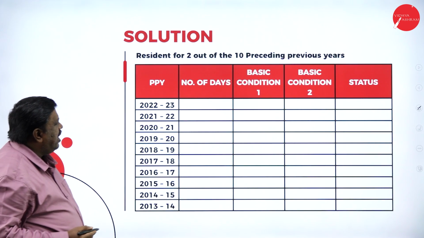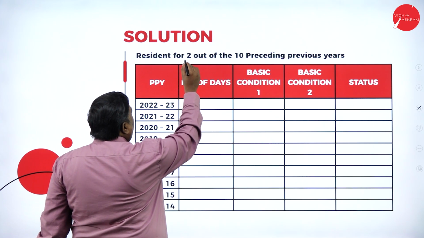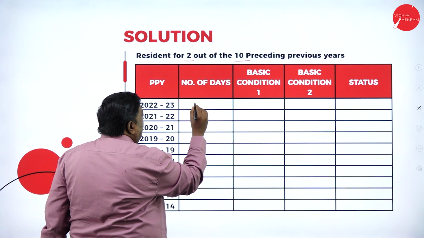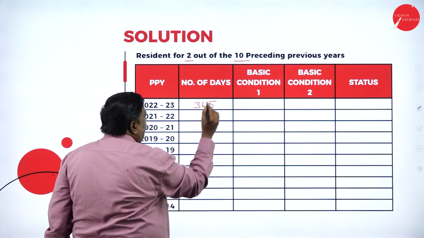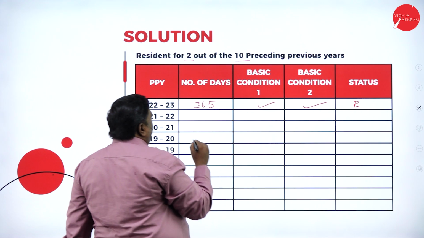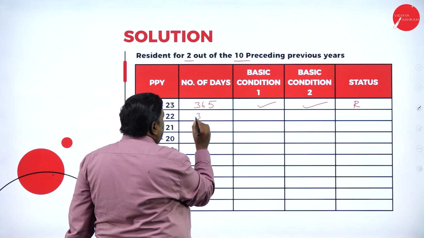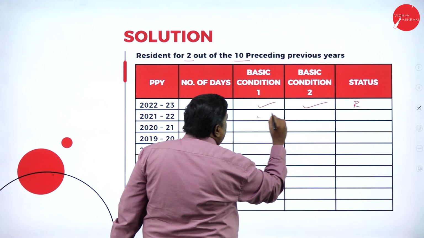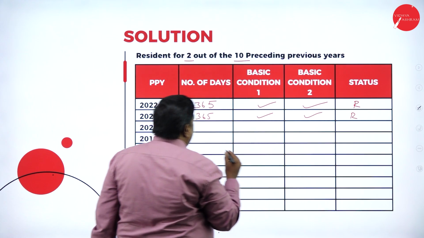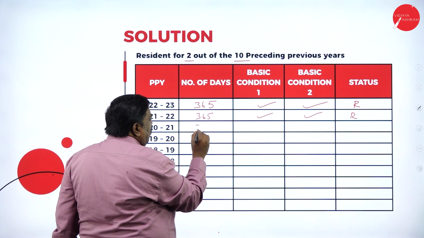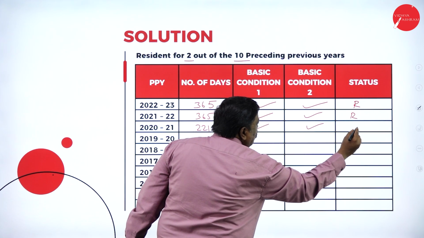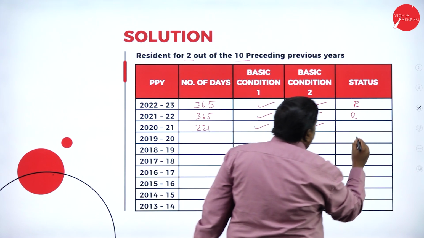What is my second additional condition? I have to be resident for 2 years out of 10 preceding previous year. 2022-23, I was in India for 365 days. So I satisfied, my residence status will be R. 21-22, I was in India for 365 days. Satisfied, I'm a resident. In 2020-21, I was 221 days. I've satisfied both the basic condition. So automatically my status will be a resident.